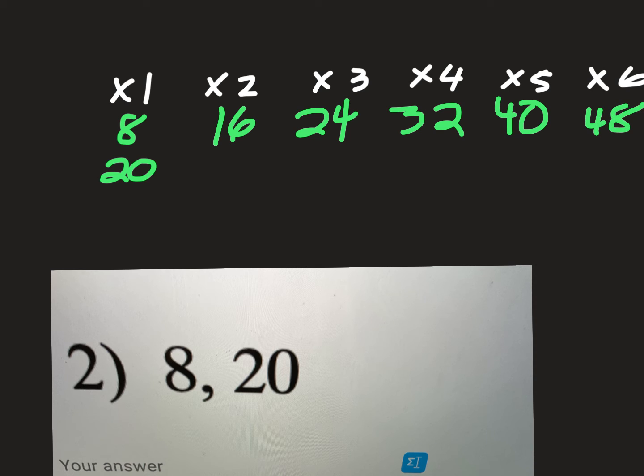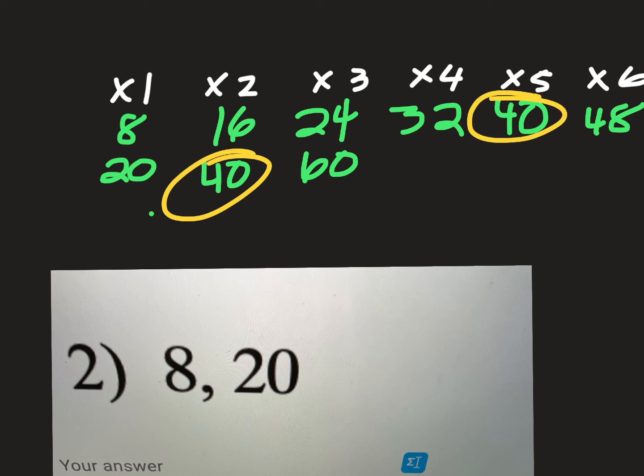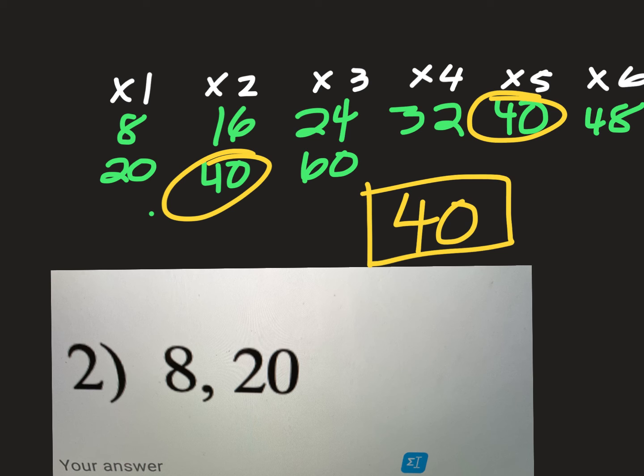So let's do the multiples of 20. 20 times 1 is obviously 20. 20 times 2 is 40. 20 times 3 is 60. Oh, wait. I can already stop because I have 1 in common. So problem number 2 is going to be 40.